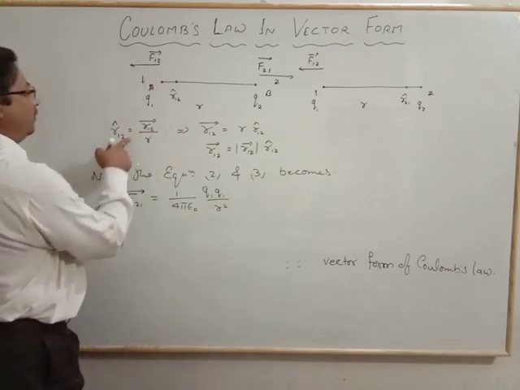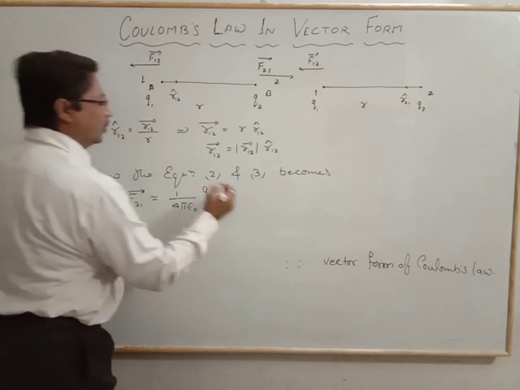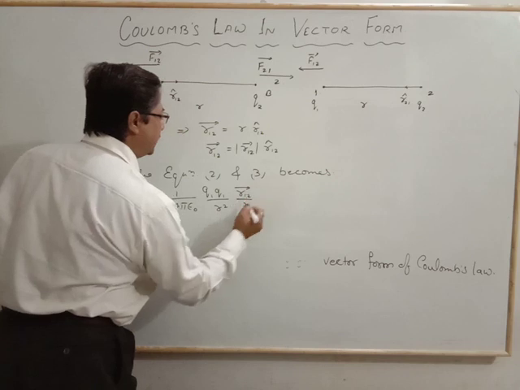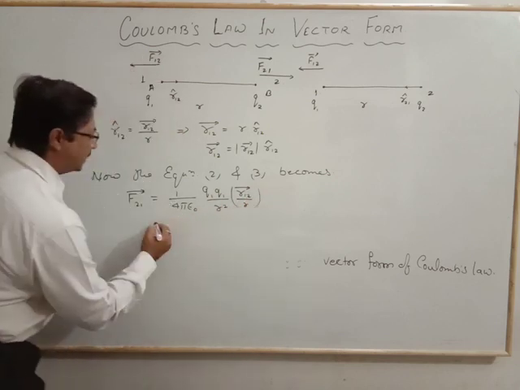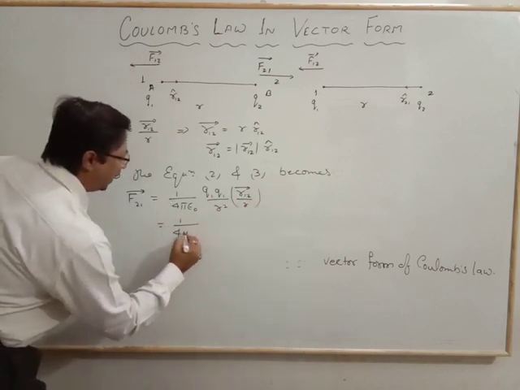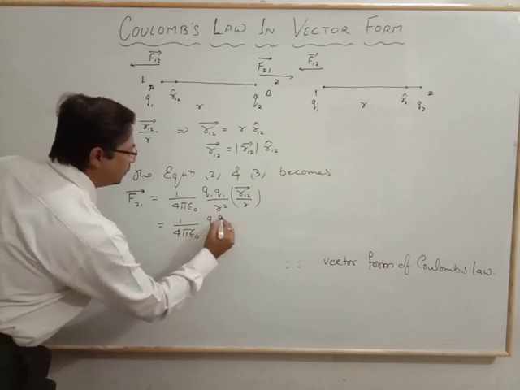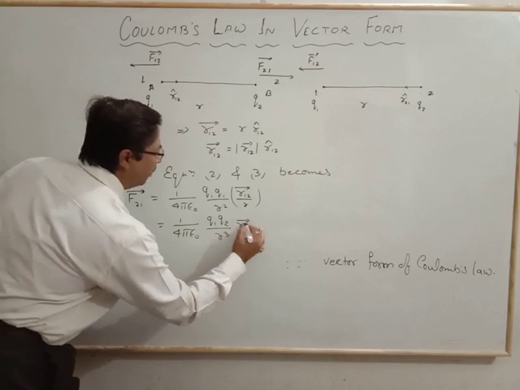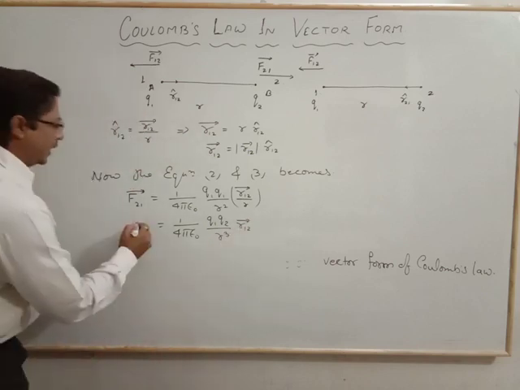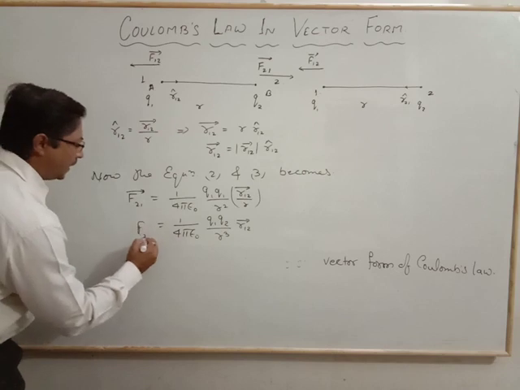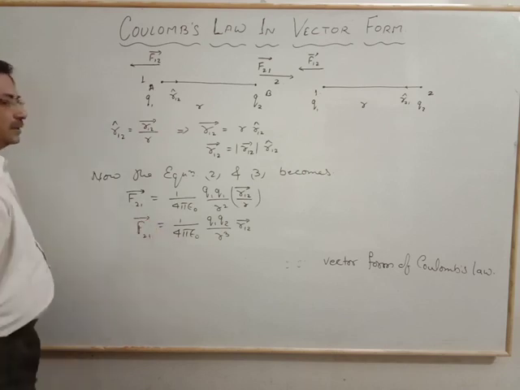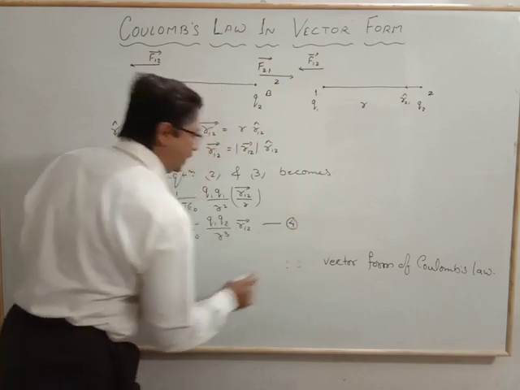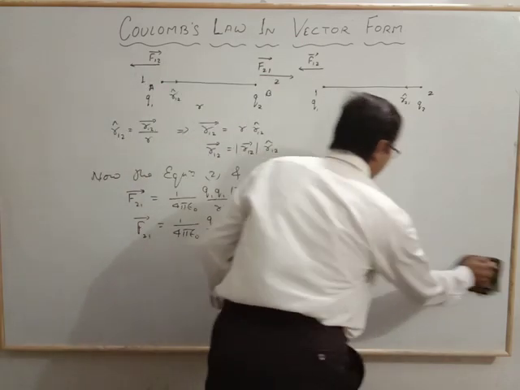In place of r12 we can write this one. So that becomes the position vector of 1 to 2, which is r here, and that r is now divided as 1 by 4 pi epsilon naught q1 q2 by r cube into the position vector from 1 to 2, and that is the force on the second charge due to the first charge. Now it becomes equation number 4.